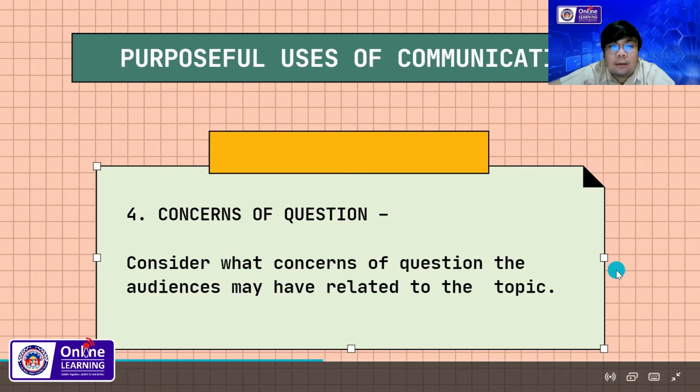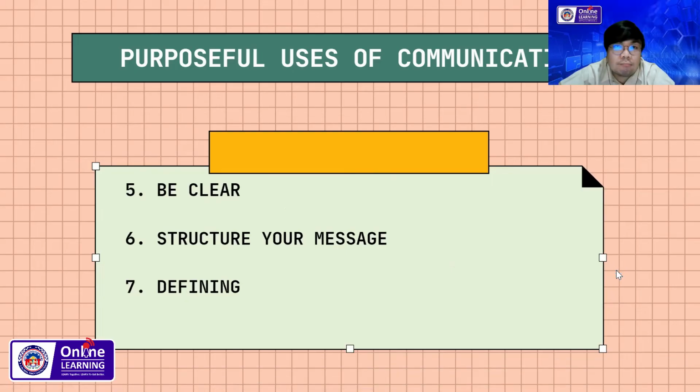Okay. Next, we have be clear. Not only be clear, but also at the same time, be clear and concise. When we say concise, it has something to do with being brief, but at the same time, more of relevant information, wherein it will lead to effective communication as well. And also when we say clear, clear in terms of your idea. Also, make sure that there will be no confusion on the part of your audience.